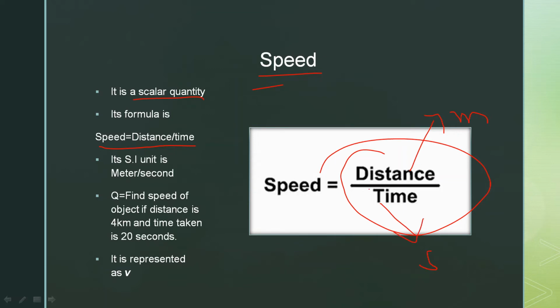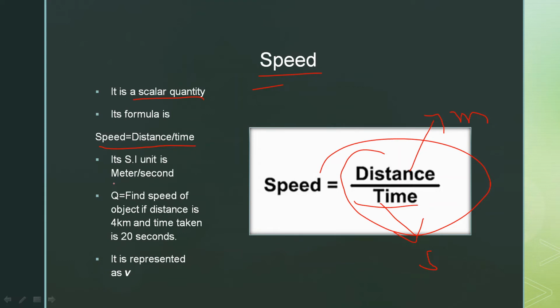Meter is the SI unit of distance and second is the SI unit of time. Okay, now you will say that speed is a vector as it is made up of distance and time. But no, speed doesn't have a direction in it. So you can't say that speed is a vector quantity.